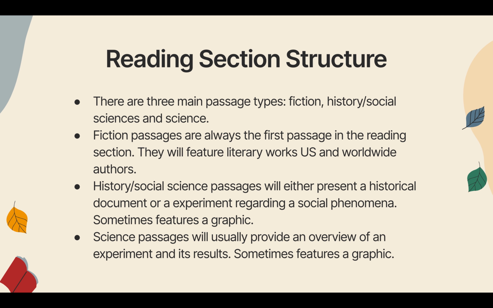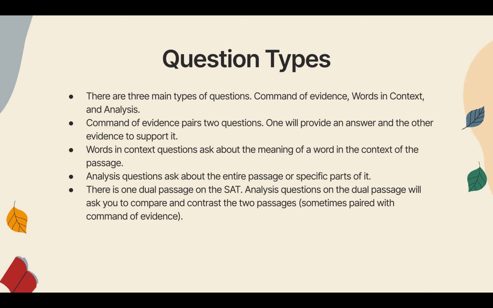And the third type of passage is pretty similar to the social sciences passage, except it's tested on science. So it can test you on biology, chemistry, any other science topics. Most people say that the science passage is the easiest type of SAT passage, but just know that these are the 3 things that they'll test you on. All right, so question types. There's a couple of main types of questions on the SAT. The first is command of evidence, the second is words and context, and the third is analysis.